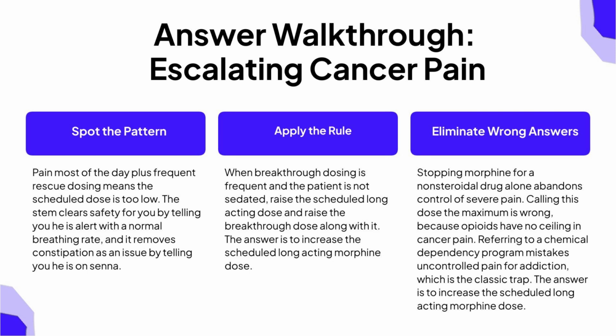Now the wrong answers. Stopping morphine for a non-steroidal drug alone abandons control of severe pain. Calling this the maximum safe dose is false, because opioids have no ceiling in cancer pain. And referring him to a chemical dependency program mistakes uncontrolled pain for addiction, the trap this exam plants again and again. A patient asking for more medication because his pain is a 7 out of 10 is not showing addiction. He is showing undertreated pain.